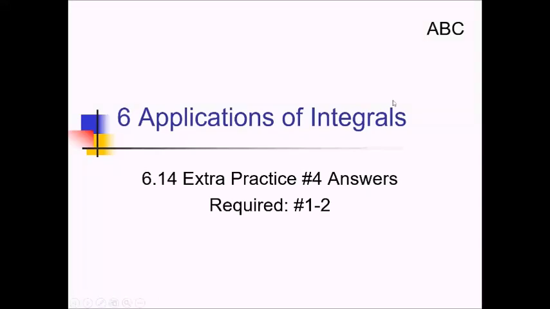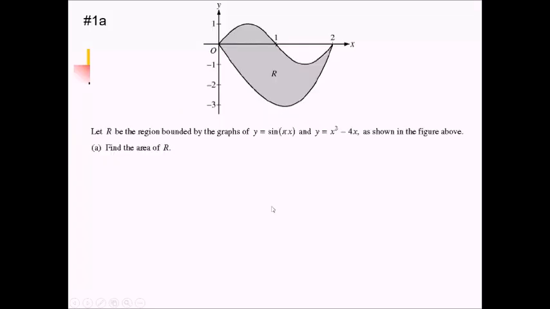Hello there, Mr. Sutton here, bringing you the AB Calculus 614 Extra Practice Number 4 Solutions on Volumes with Known Cross-Sections. For this calculator-based free response problem, we have this region R, bounded by the graphs of sine of pi x and x cubed minus 4x.